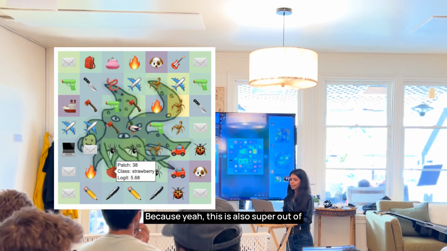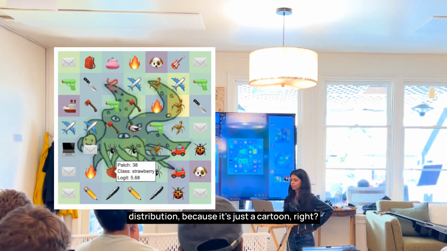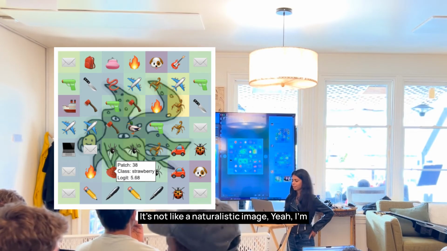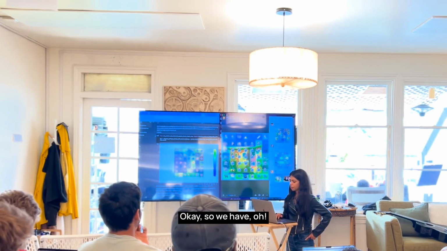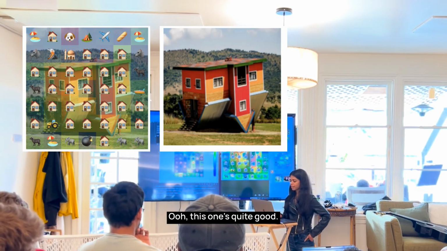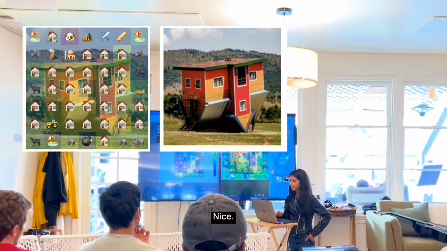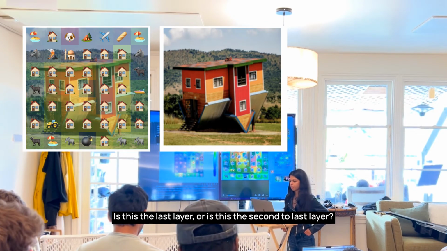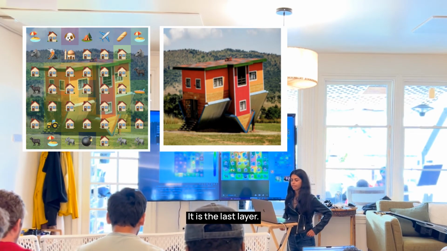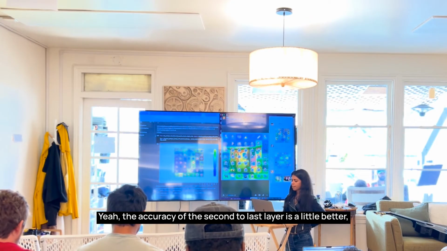Interesting. Because this is also super out of distribution because it's just a cartoon, right? It's not a naturalistic image. I'm surprised it made any sense of this at all. Okay, so this one's quite good. Houses. Nice. Is this the last layer or the second to last layer? It is the last one. I'd be curious if the second to last layer is a little better.